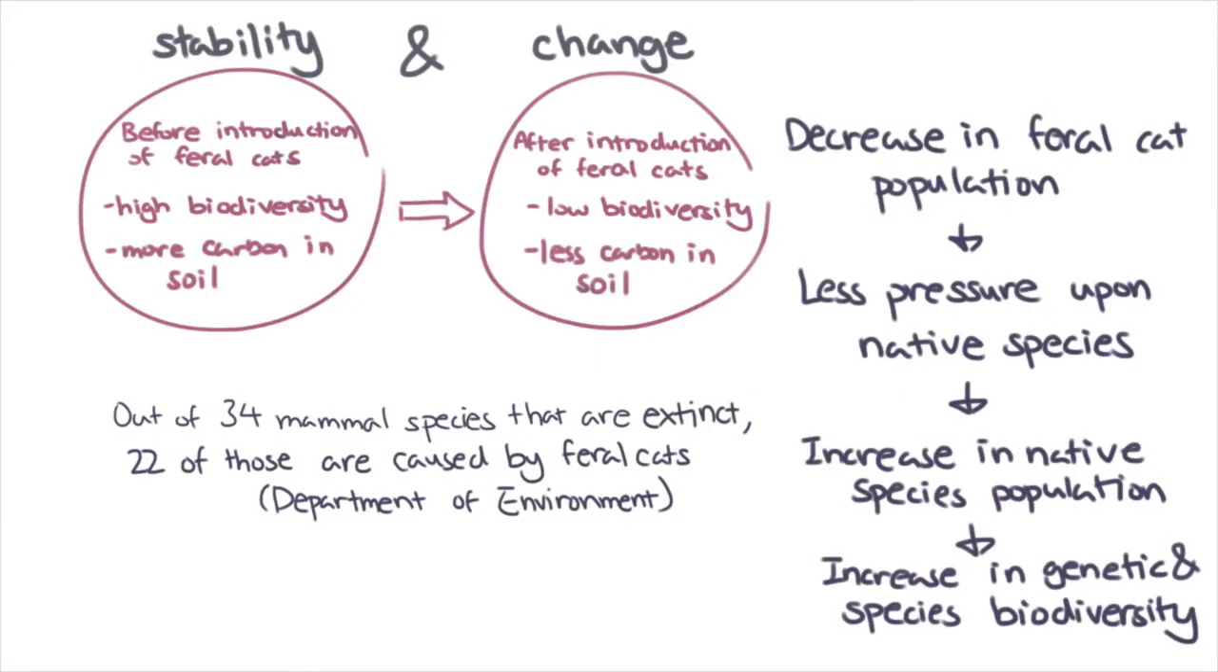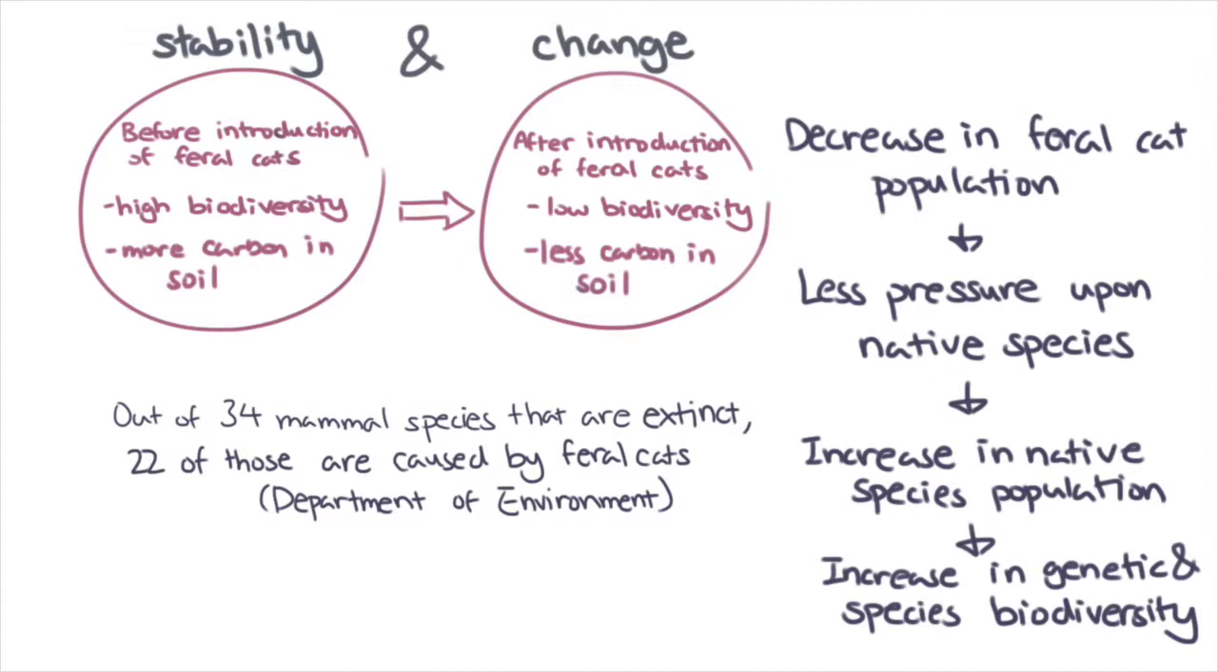The predation of native species directly contributed to a decline of genetic and species biodiversity. The feral cats hinder many recovery programs for endangered species as well. Out of 34 native mammal species that are extinct, feral cats are thought to be directly responsible for 22 of those extinctions, according to the Times.